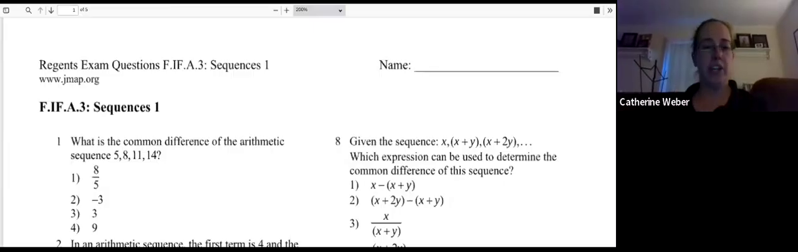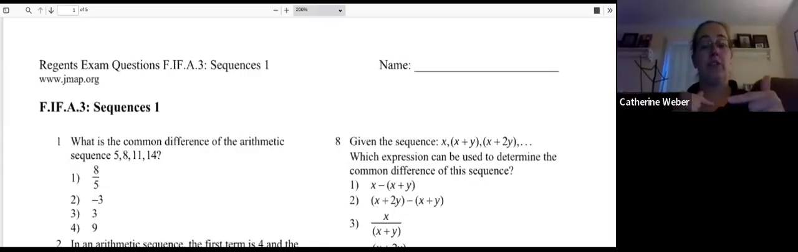When you have a common ratio, you're multiplying or dividing. Multiplying by a fraction is the same thing as dividing by the value in the denominator. So you could say that the numbers double. I go from 1 to 2, 2 to 4, 4 to 8, 8 to 16, 16 to 32. That is a common ratio of 2.